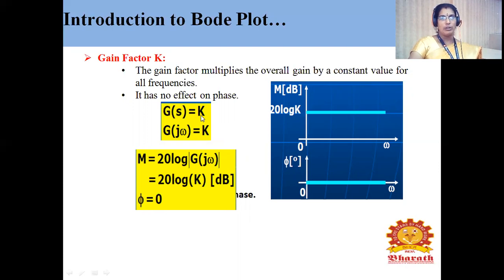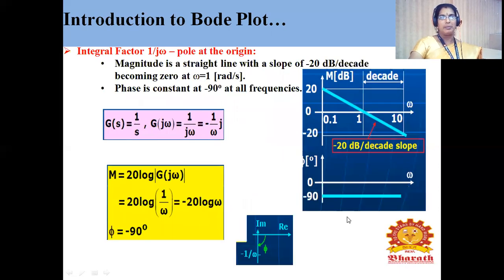So g of s is equal to k. s is represented with j omega, and again it is equal to k. Okay, so for the magnitude, if you are finding 20 log of g of j omega, and the k value is taken as 1, then we will be obtaining the magnitude value. But the phase is 0. So that's what you have represented in the graph here. 20 log k is the actual value that will be obtained when the k value is substituted as 1. Here there is no phase, so obviously it is on the 0 line.